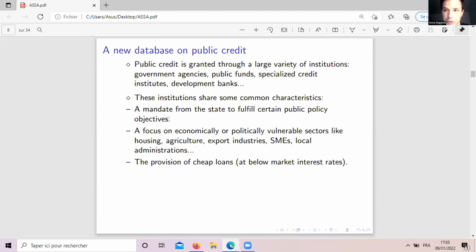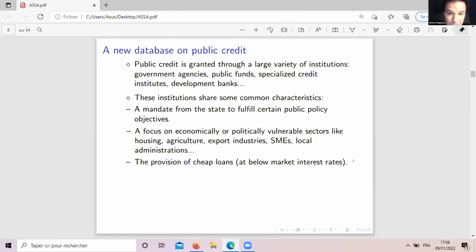So the state chooses to step into the credit markets. It does so through public intermediaries. They generally tend to focus on the same economic sectors: housing, agriculture, export industries, small and medium enterprises. We could add student loans to this list, especially in the US. These are all economically or politically vulnerable sectors, for which private finance is either unavailable or available on terms that are not considered consistent with the state's developmental, economic, or public policy goals. That's why these public financial intermediaries are set up to make up for some kind of market failure, right?